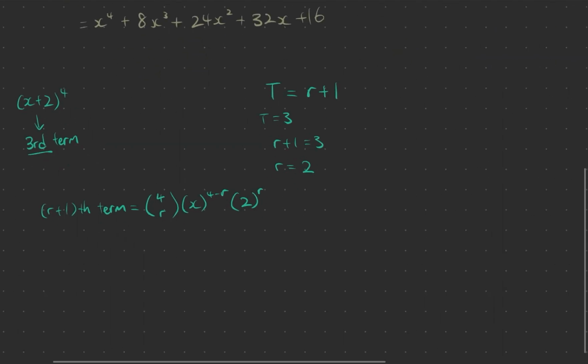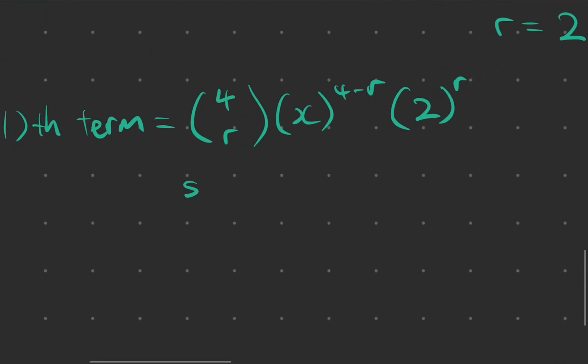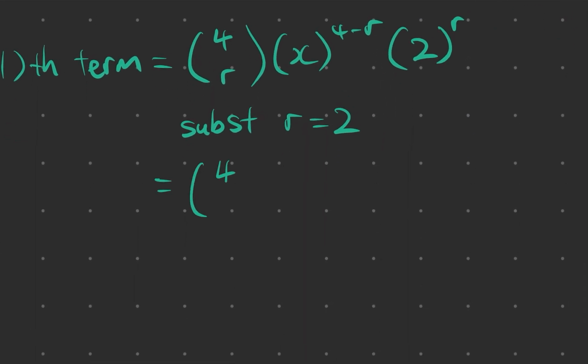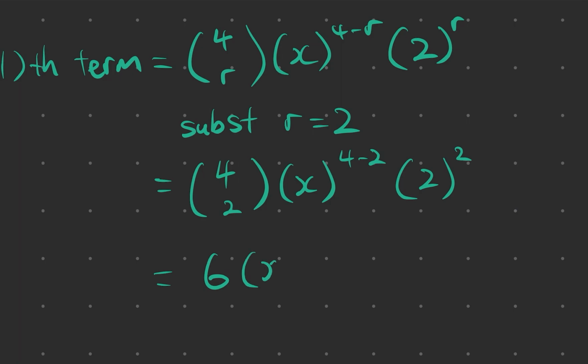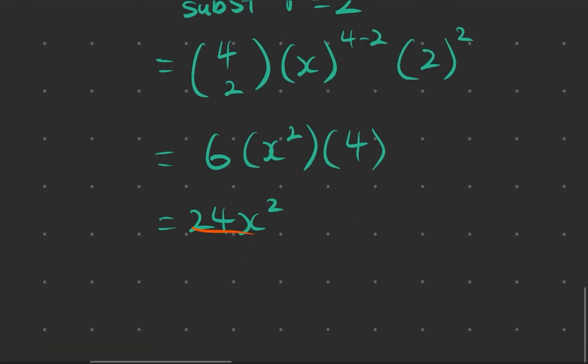Alright, yeah, so we have this. So my r plus 1 term is just 4 choose r times x to the power of 4 minus r times 2 to the power of r. And since I know that my r equals 2, I can just substitute the value of r equals 2 into this expression up there. So then I will get 4 choose 2 times x to the power of 4 minus 2 times 2 to the power of 2. And by doing all of this, I would then get 6 times x squared times 4, which in turn will give me 24x squared as my third term.